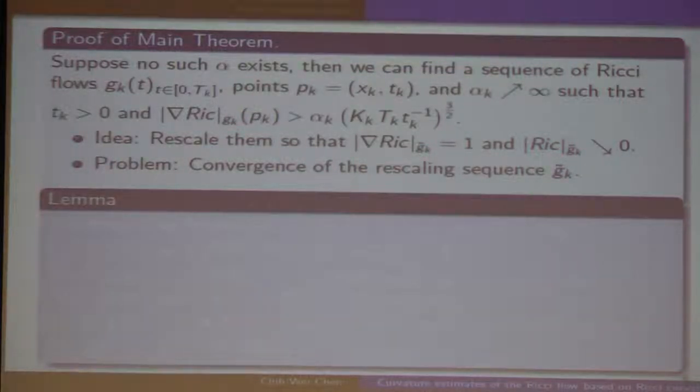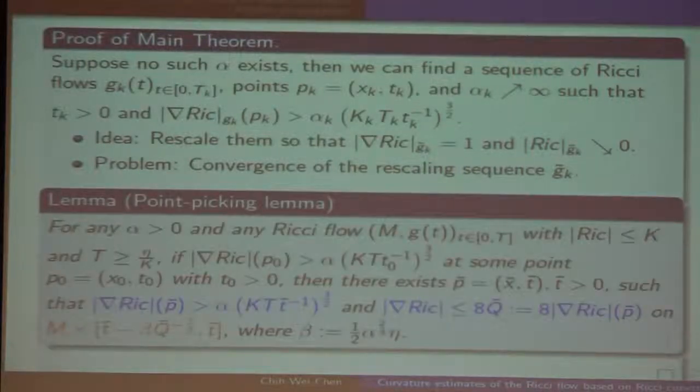Okay, so if we can prove the convergence, then we get a contradiction, because in the limit you have a Ricci flat manifold, but the derivative is 1 at some point, right? So what we want to do is to justify the convergence. Okay, if you have this point, how can you take a convergence of the metrics?